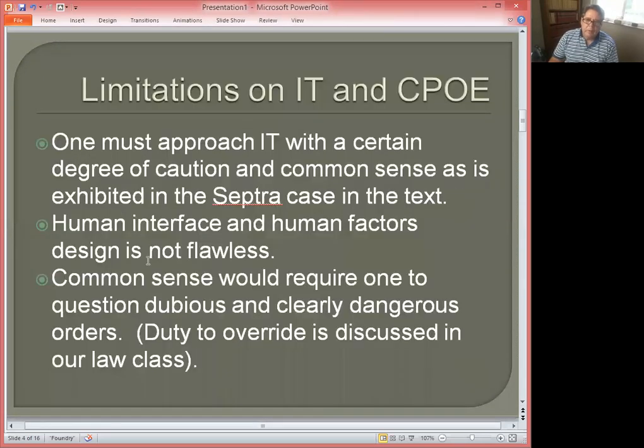Okay. So when we look to the limitations of IT and CPO, the computerized provider order entry, this week, one of the things that I want you to be very aware of and cognizant of is IT has to be approached with a degree of caution, a degree of leeriness, and an absolute requirement for common sense, as was exhibited by the Septra case, which is in your textbook. Human interface and human factors are a very important aspect of it.